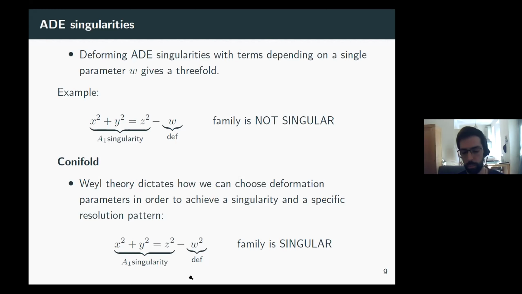So the famous example of the conifold is just an A1 singularity with a deformation that now is quadratic in this complex parameter W. And we see then that it is singular at the origin and that there is a single P1 that can be blown up.